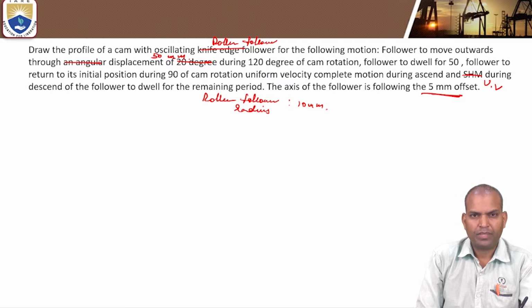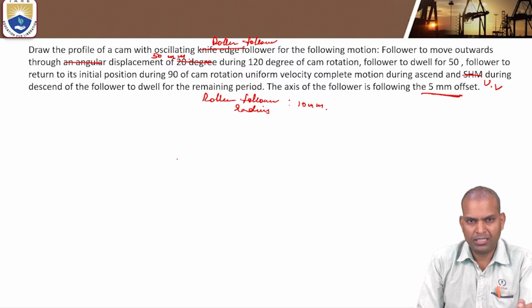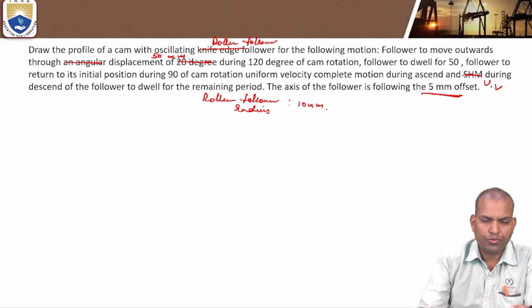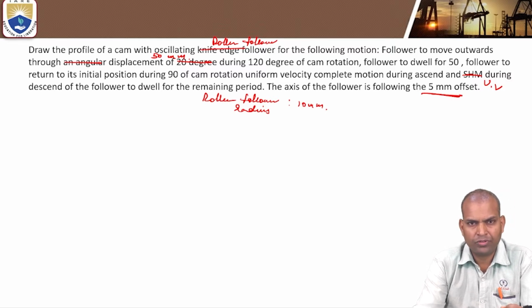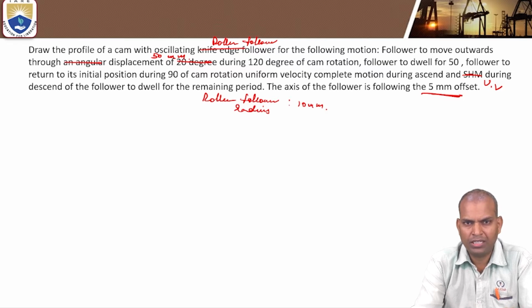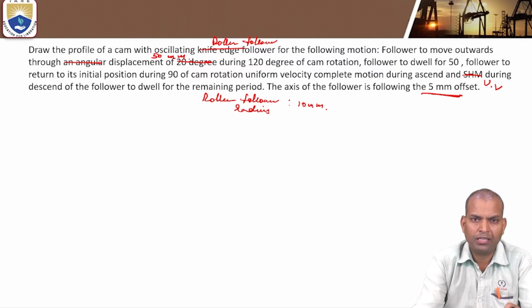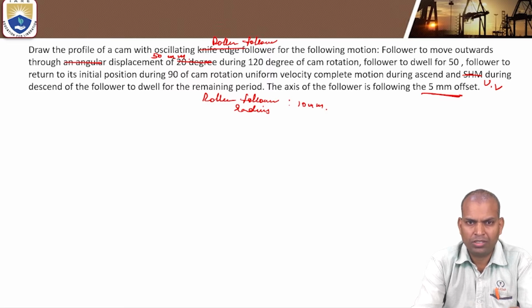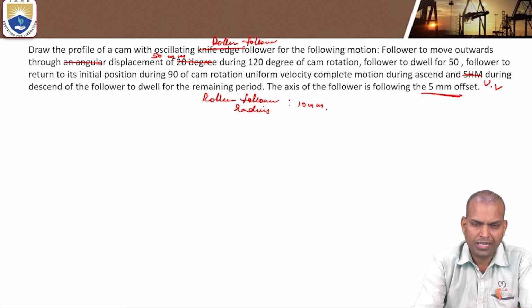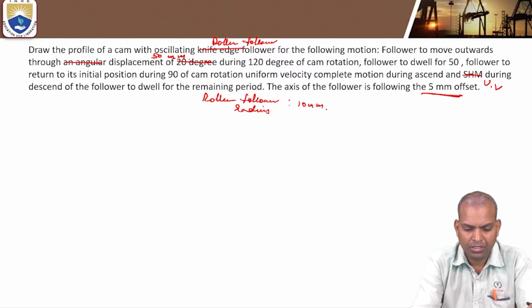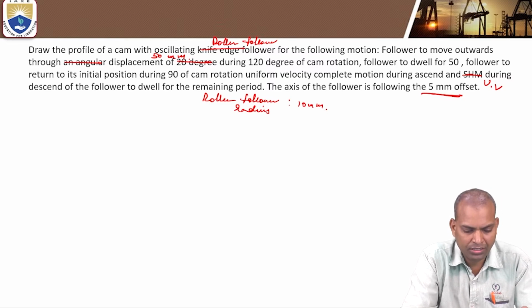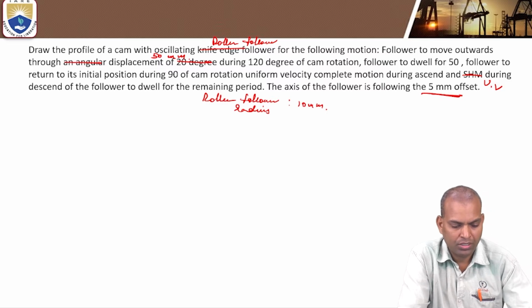For this, with uniform velocity during ascent and descent, theta O, the outstroke or ascending angle, is 120 degrees. Next to ascending, it is 50 degrees, and the return stroke or angle of descent is 90 degrees, and the remaining is the dwell during return, that is 100 degrees. So it is the same displacement. Now we are considering drawing using the roller follower.